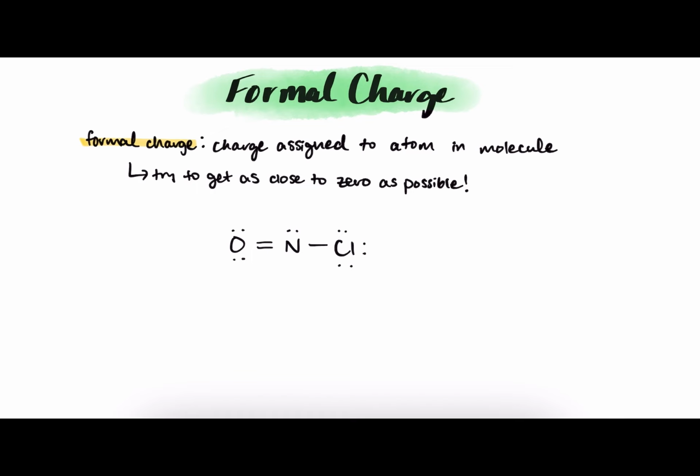Formal charge is the charge assigned to an atom in a molecule, and the goal is to try to get all of the atoms' formal charges as close to zero as possible. This will tell you if you have a good Lewis structure or not. And if you can't get them all as close to zero as possible, what you want to do is give the electronegative atom the most charge.